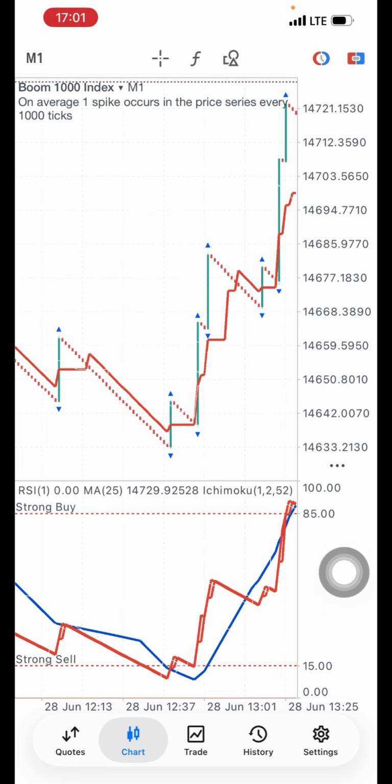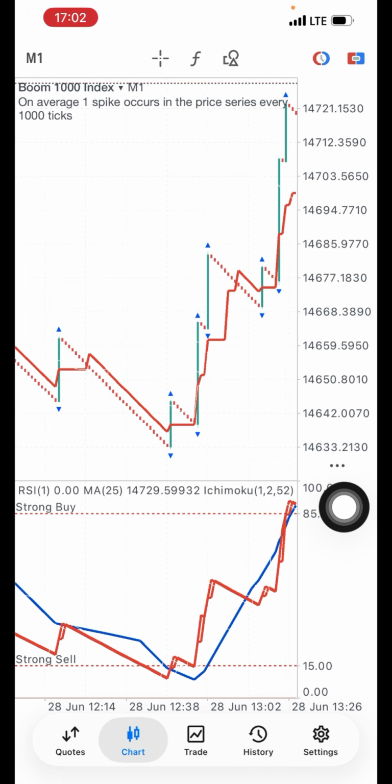First of all, you are going to observe the indicator window here. The indicator window is going to show you when price has gotten to the oversold level, which is our strong sell area here, and when price has gotten to the overbought level, which is our strong buy level here. So take note of that. Now when price gets to this strong sell level, you want to be looking for a buy entry. This is Boom 1000, so take note of that.